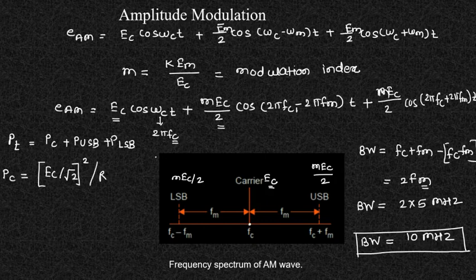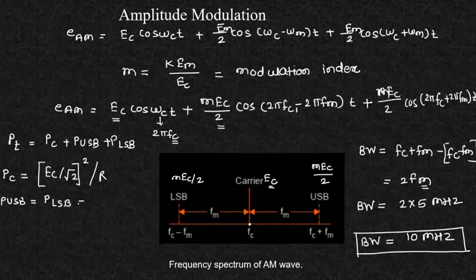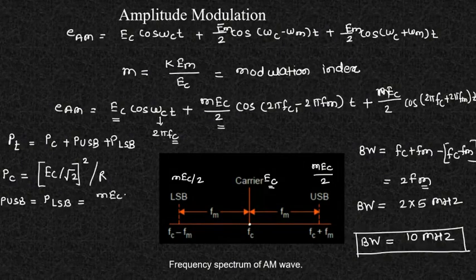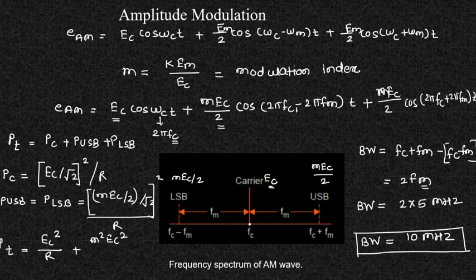What about the upper sideband and lower sideband power? Your upper sideband power will be the same as the lower sideband power because both have the same amplitudes, m Ec by 2. You have to divide this complete thing by root 2, square it, and then divide by R. So if I write the total power, I will get total power as Ec square divided by R plus m square Ec square. Then the square of 2 will be 4 and this 2 makes 8. So I can write here 8R plus m square Ec square divided by 8R. Now if you add, it will become, sorry, 8R. It's twice m square Ec square.